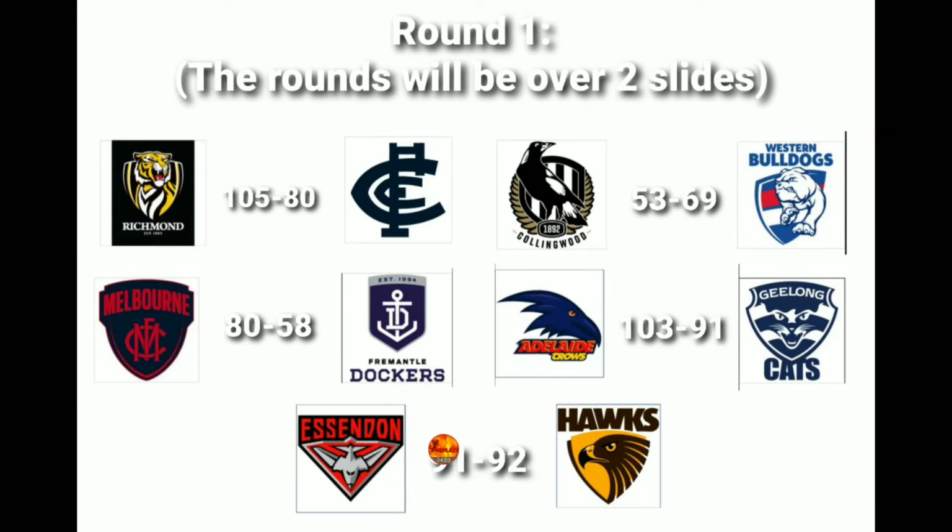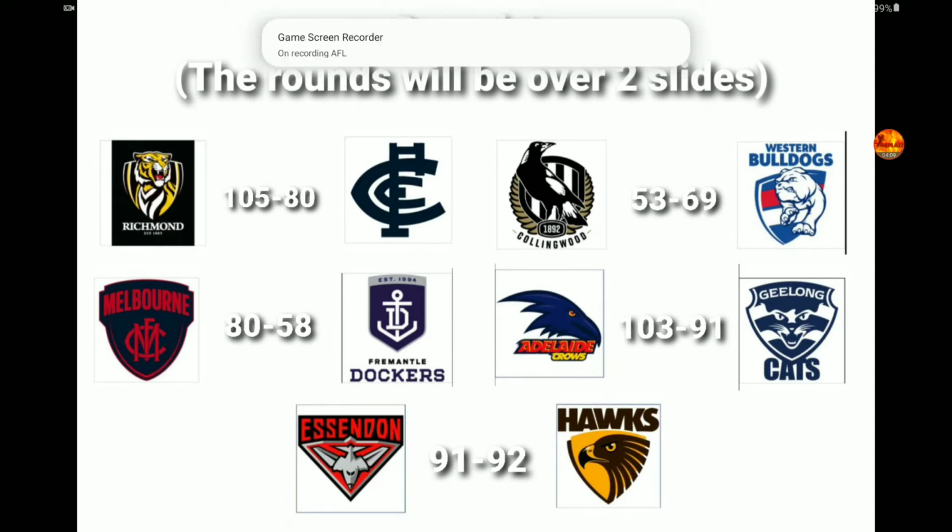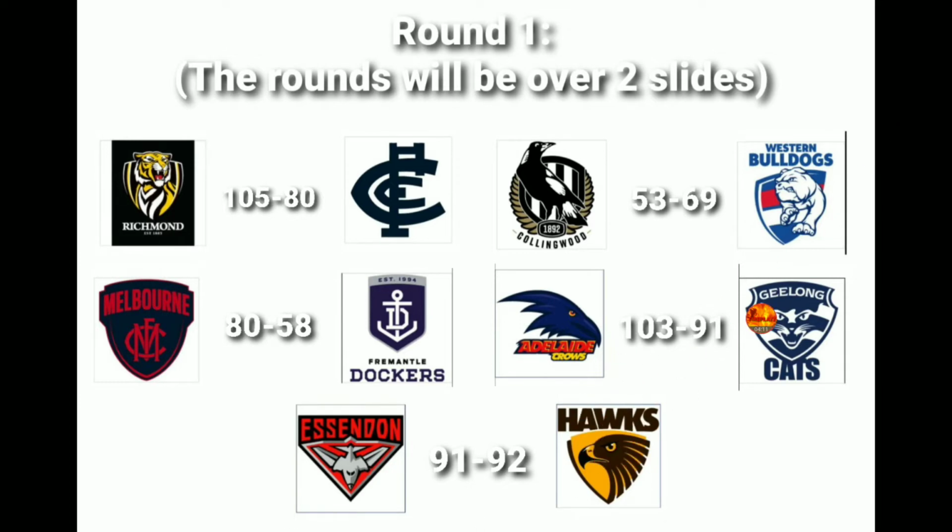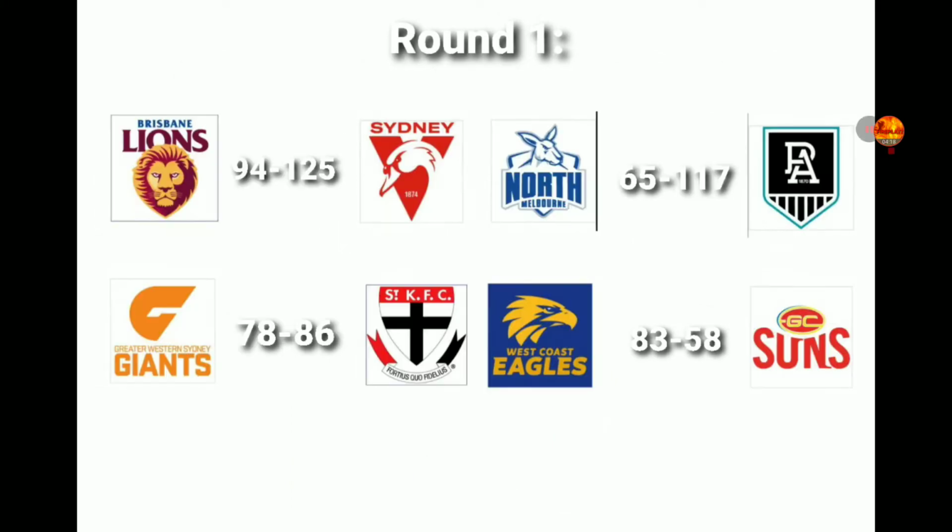Essendon 91, Hawthorn 92. Hawthorn walking out 1-point winners. Essendon had around a 40-point lead at some stage in the game, and Hawthorn came back. Tim O'Brien's magical snap, and that's what won the game for the Hawks. On the next slide, that same night, another upset happened.